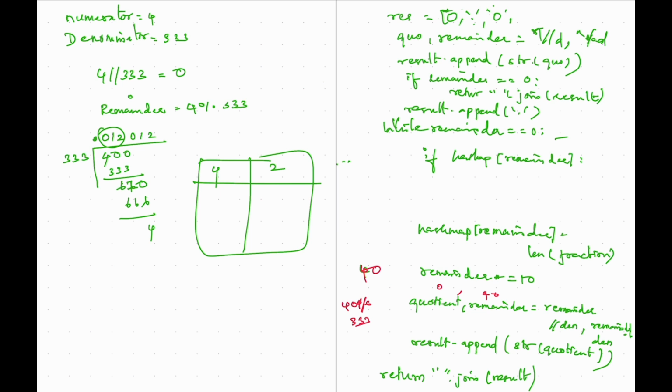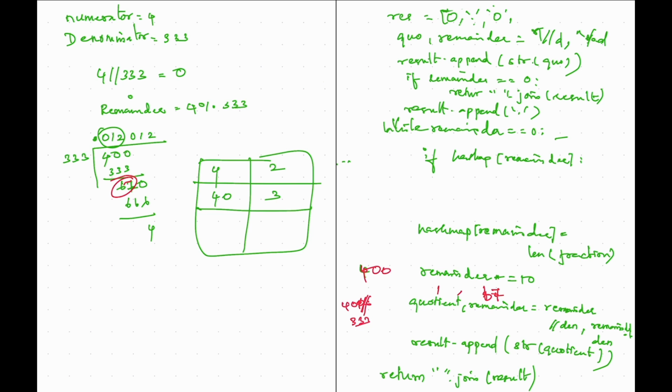Okay. Next, our remainder is not 0, the remainder is 40, right? So again the loop will go on until the remainder exists in the hash map. Now, does 40 exist in the hash map? No, right? Now 40 will get updated with 3. Got it? Next it will be updated to 400. 400 divided by 333 will give you the quotient as 1, and the mod will give you here 67.